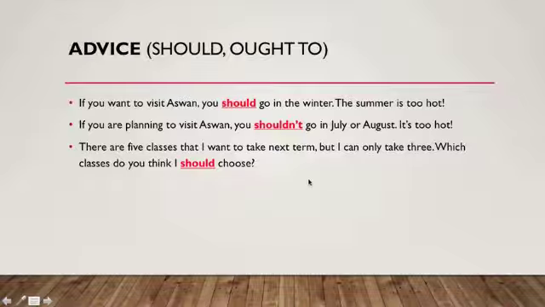وكمان أنا ما كتبتش example يعني، بس ought to بيدي نفس المعنى بالضبط زي should. فيعني بدل should ممكن أحط هنا في example الأول كده ممكن أحط ought to. If you want to visit Aswan, you ought to go in the winter. The summer is too hot. أو الexample الثاني. If you are planning to visit Aswan, you ought not to go in July or August. It's too hot. You ought not to go.